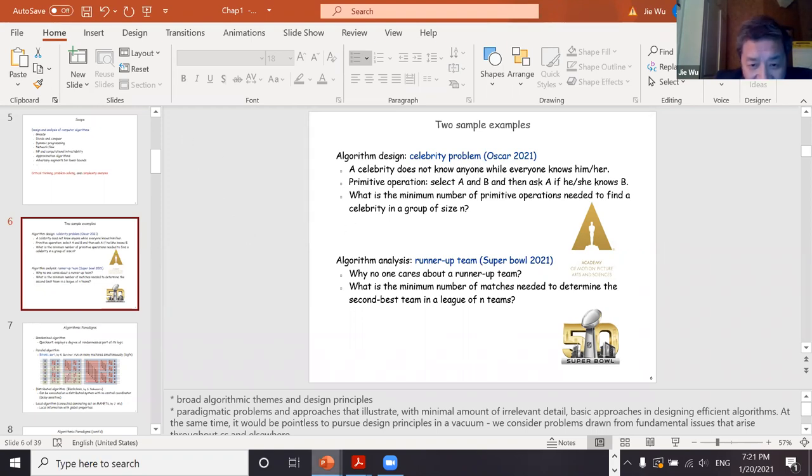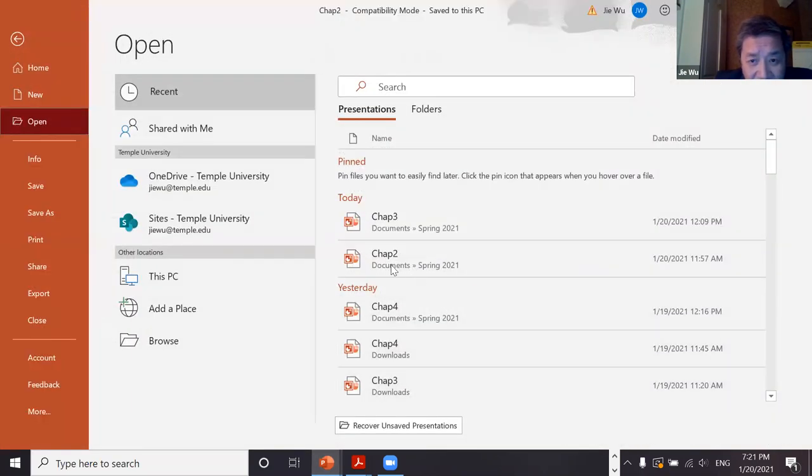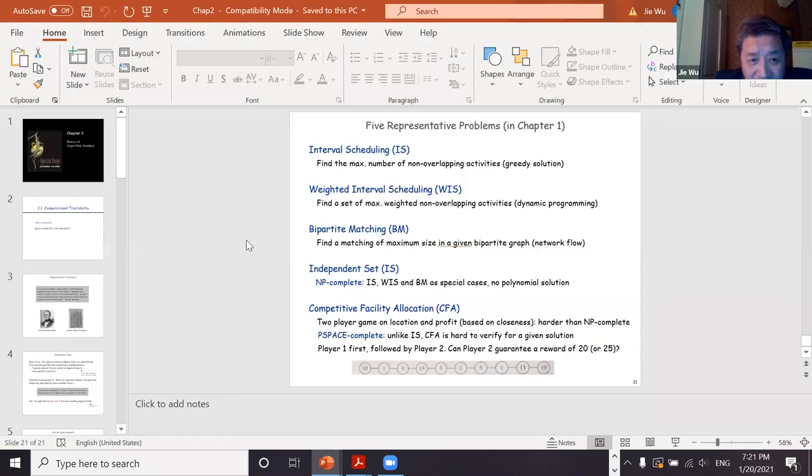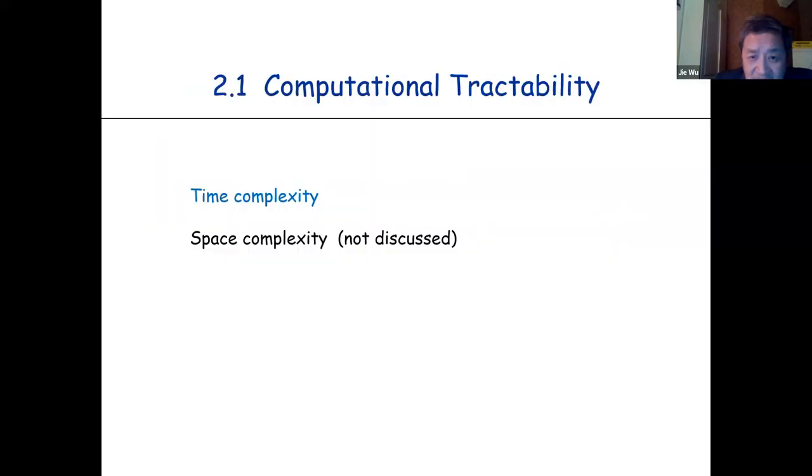Okay, now let's move on to the second chapter. And again, for this second chapter, I assume most of you know this material, so I will do it very fast. If you want to take a look after class, you can, because this is all material you learned before. So basically it's about time complexity, although later we will talk about space complexity. Time complexity means how many operations, right? Like in the celebrity problem, how many matches? Sometimes you have to use a lot of memory space, but here we don't deal with memory space.